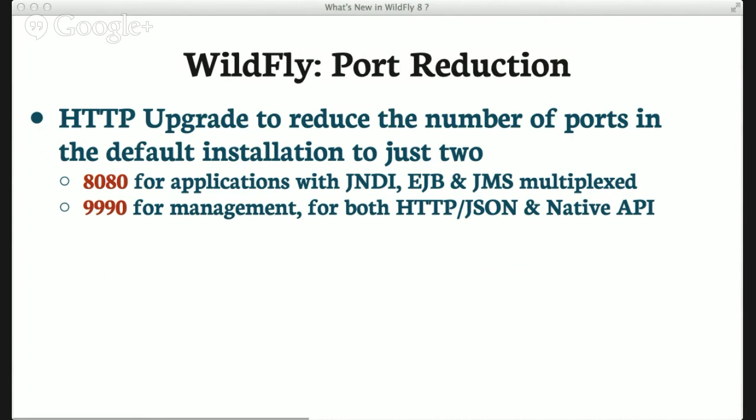One is the application port on 8080 and is used for applications. So if your application is calling the server using, of course, HTTP, but also JNDI or EJB or JMS, all these protocols are multiplexed on the 8080 port. We have a second port for management on 9990 that is used for any management operation, either using the HTTP API or the native API.